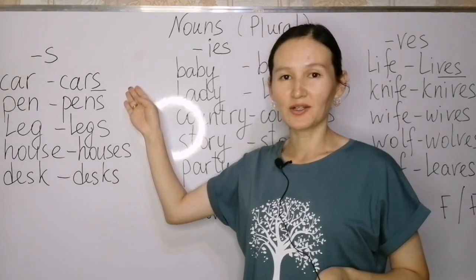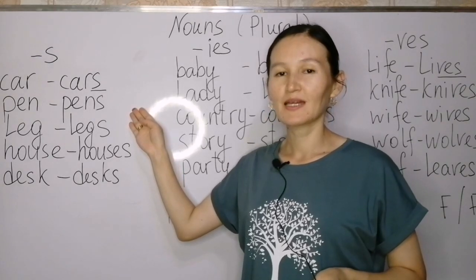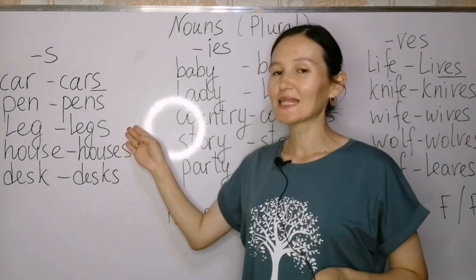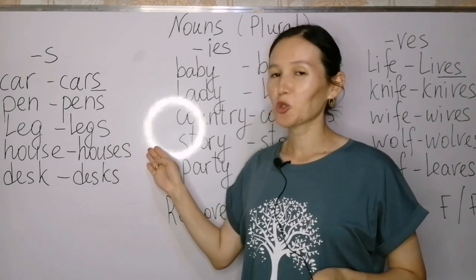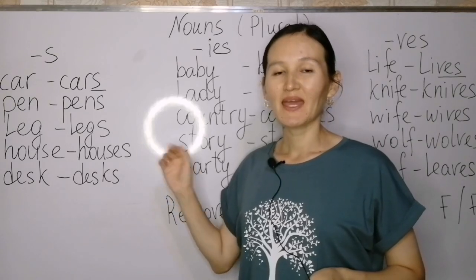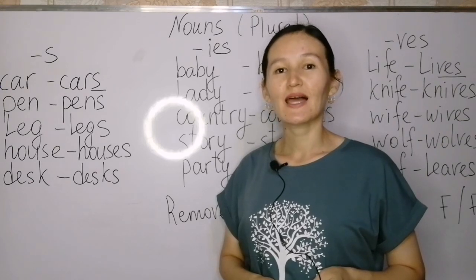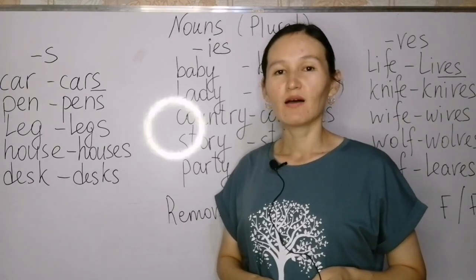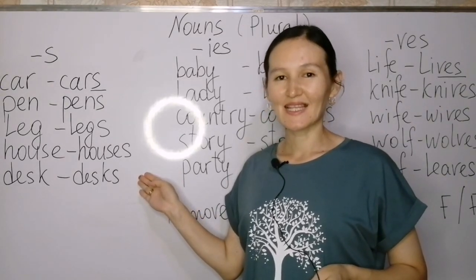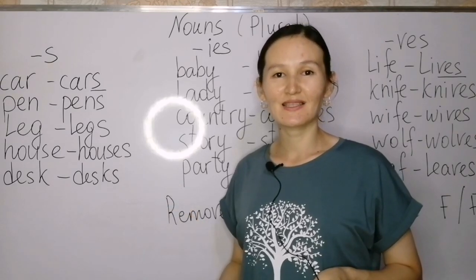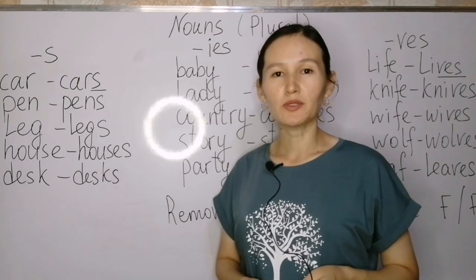Car, cars. Pen, pens. Leg, legs. House, houses. Pay attention to its pronunciation. It's not houses, but houses. Desk, desks. So our task is just to add s to the word and to make it plural.